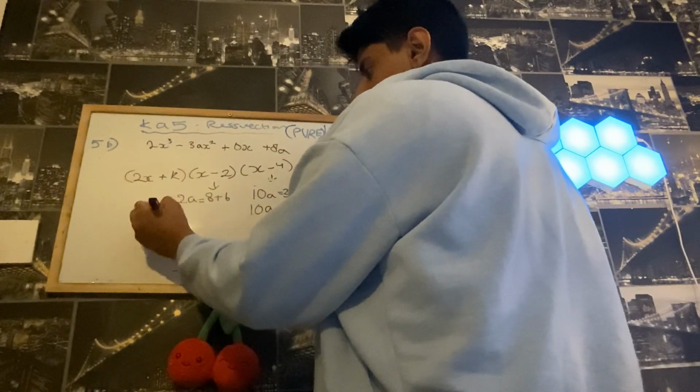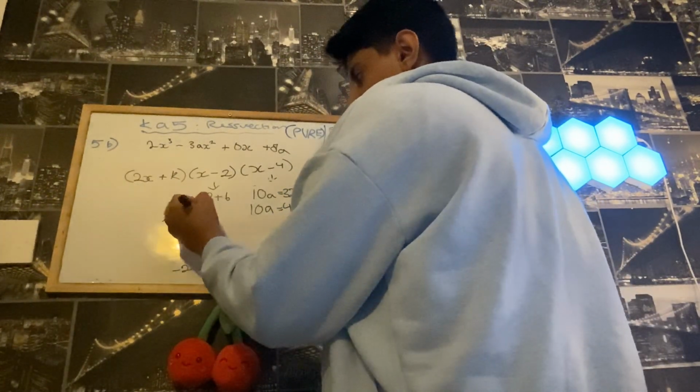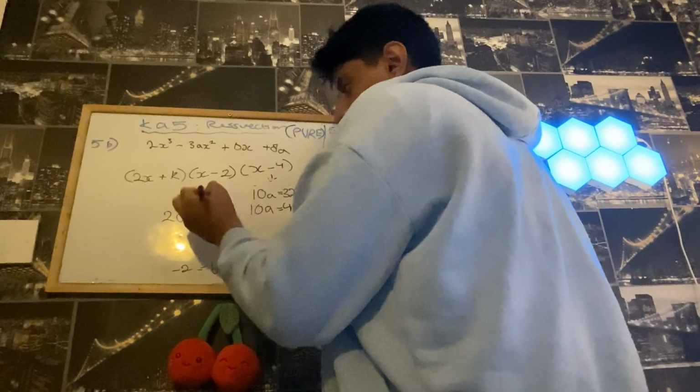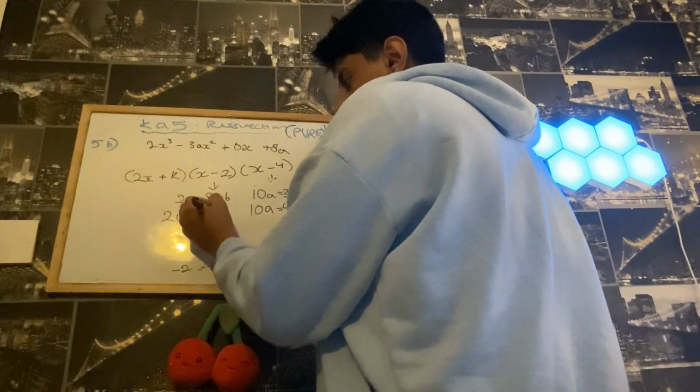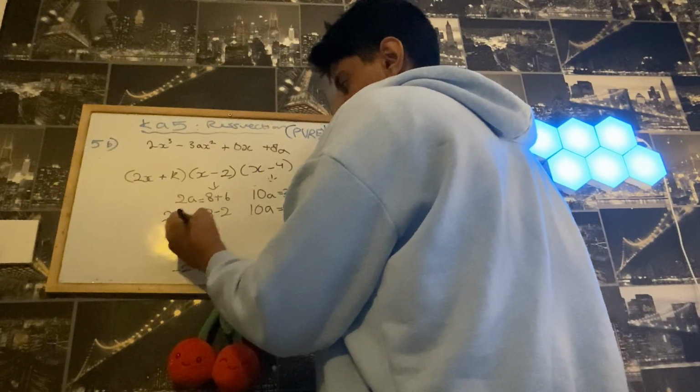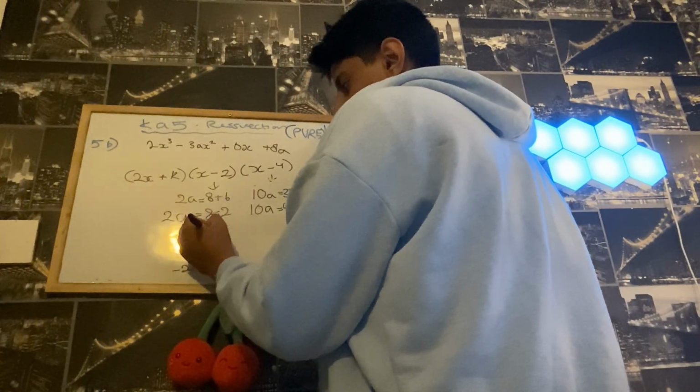Now we substitute b as minus 2 in this equation. We can do it in any equation. We can pop it here, here, here. It doesn't matter. We'll still get the same value for a. 8 minus 2. And then we get 2a equals 6. And then a is equal to 3.